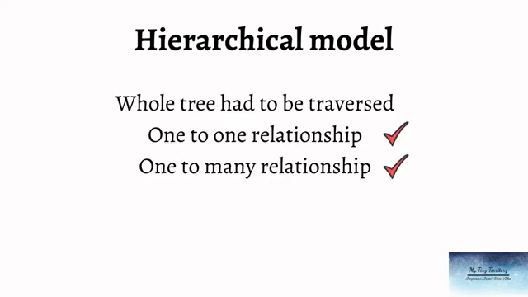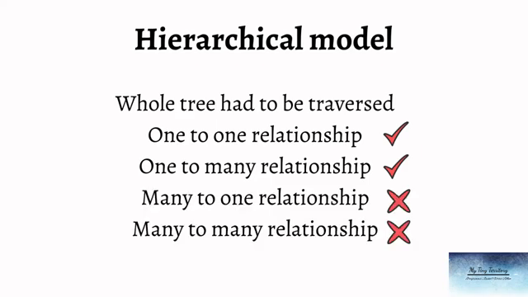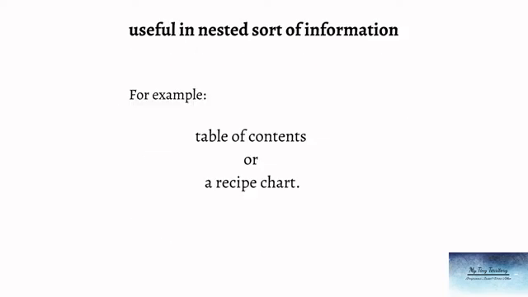The hierarchical model depicts a set of one-to-one and one-to-many relationships between a parent and its children segments. That is, each parent can have many children, but each child has only one parent. Thus, many-to-one or many-to-many relationships could not be defined, resulting in the drawback of the hierarchical model. This structure is useful for nested sorts of information, like for example, a table of contents or a recipe chart.